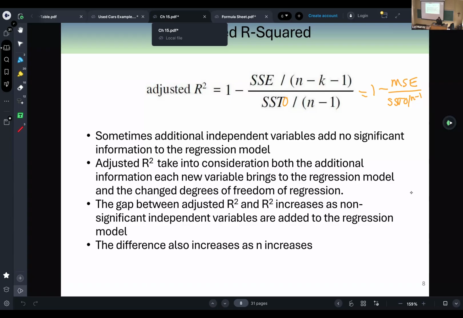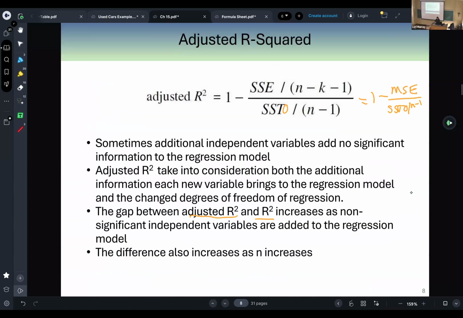So sometimes additional independent variables add no significant information to the regression model, but the R squared will look fantastic. So we use adjusted R squared. There's usually a gap between the adjusted R squared and R squared. It will increase as non-significant independent variables are added to the regression model. You'll see how the R squared will keep going up, but the adjusted will stay. The difference also increases as n increases. The more data you have, that difference will also increase.